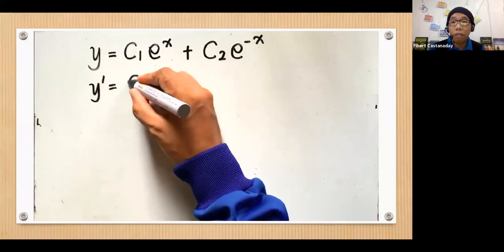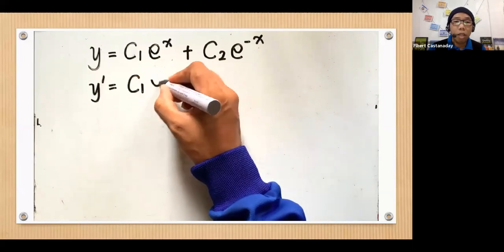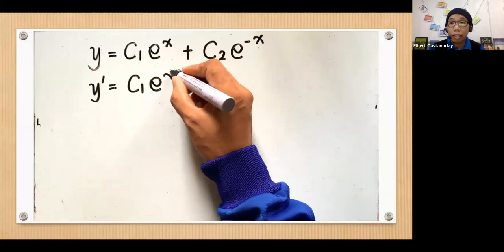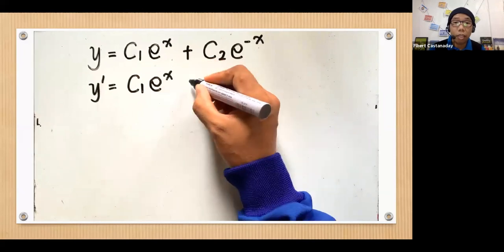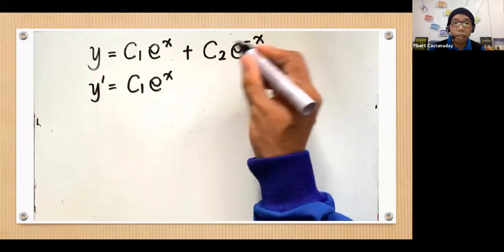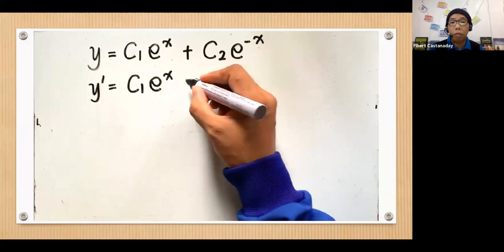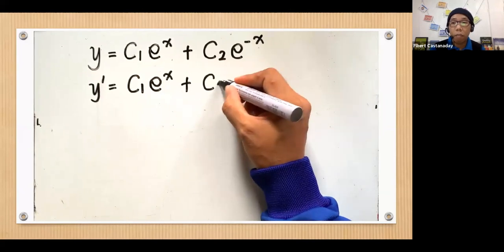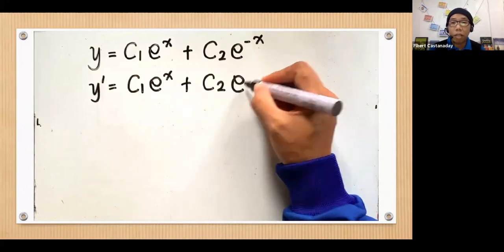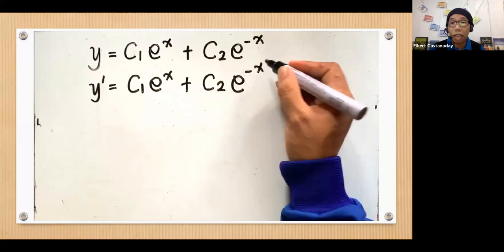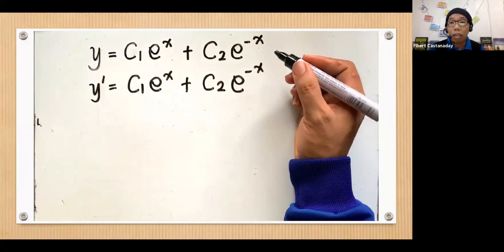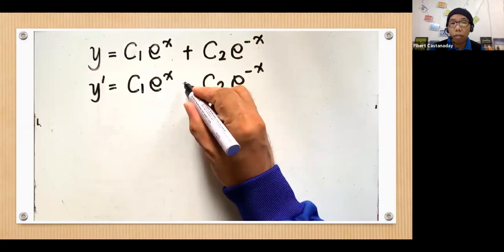So remember how to differentiate an exponential function, okay? The same process, the constants are just being copied. So c sub 1 e raised to x, and then differentiate x, and that is equal to 1 for this instance. And then the second term, c sub 2 e raised to negative x. You copy c sub 2 and then you copy e raised to negative x and differentiate negative x, and that is equal to negative 1, right?